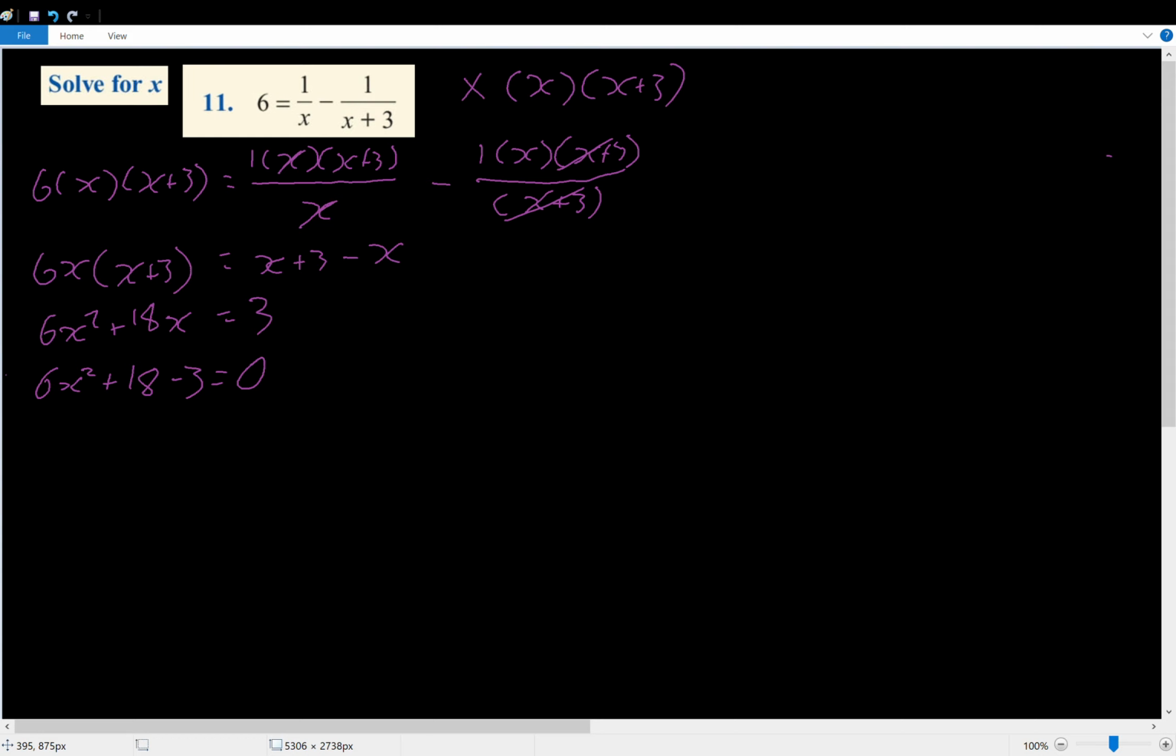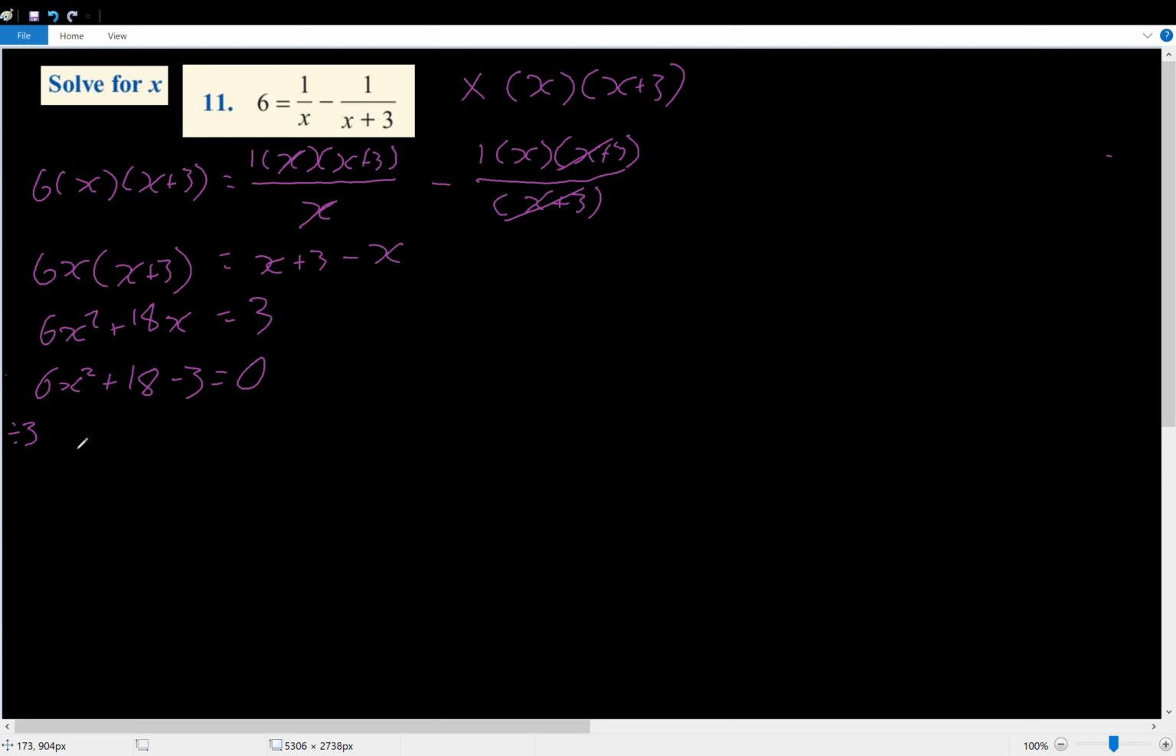Now, we can go about solving our quadratic from here. But to make this a tiny bit easier on ourselves, we can look for a common factor between these three terms and see if they can be divided down. All three terms on the left can be divided by 3. So if we divide everything by 3, we'll end up with a slightly easier quadratic to do.